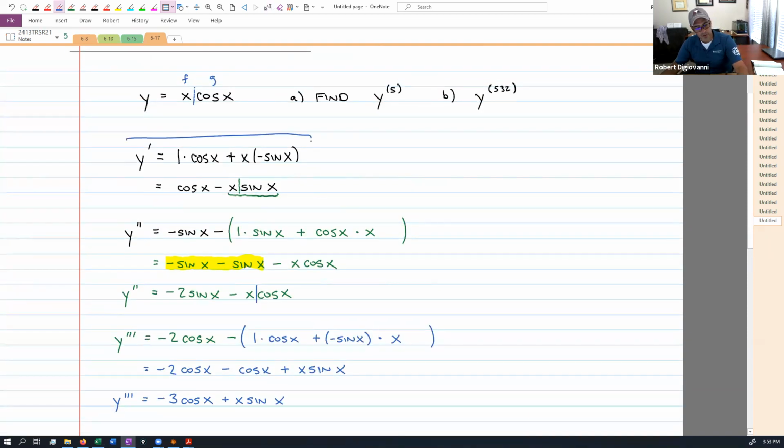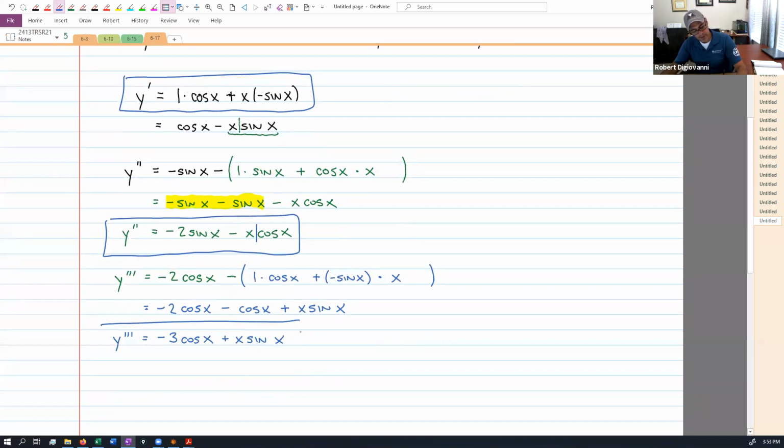So this was our first derivative. This was our second derivative. This is our third derivative. And for the fourth, I'm just going to do y with a little 4 in here. All right, Brandon is up.